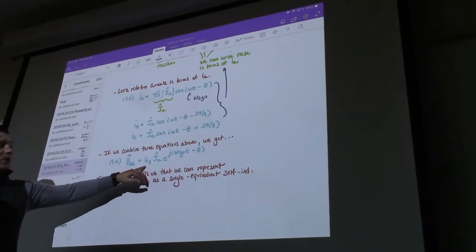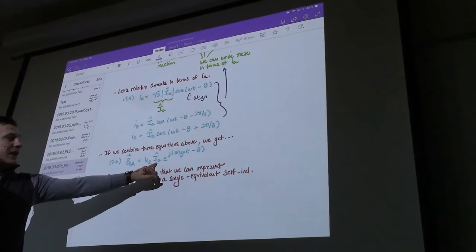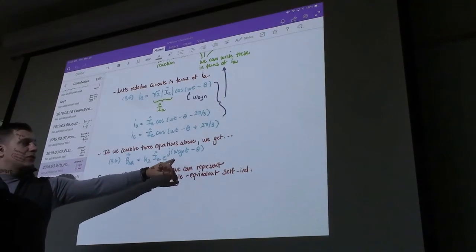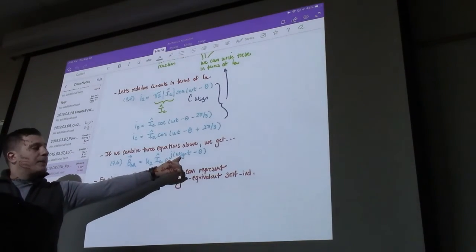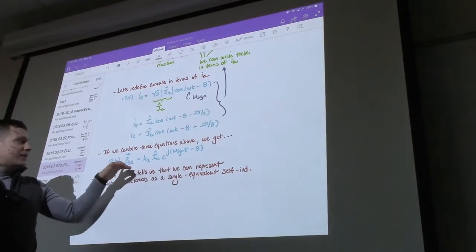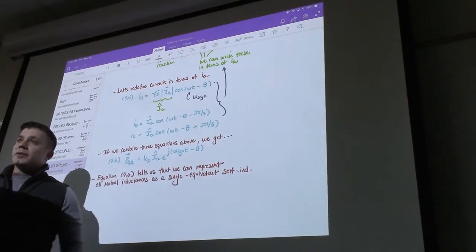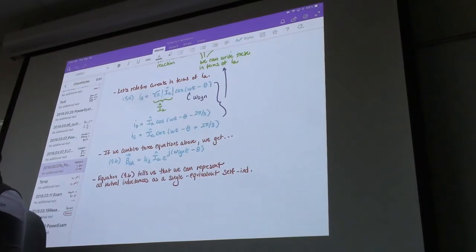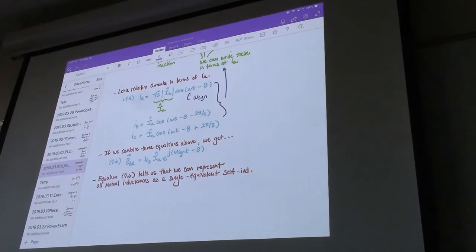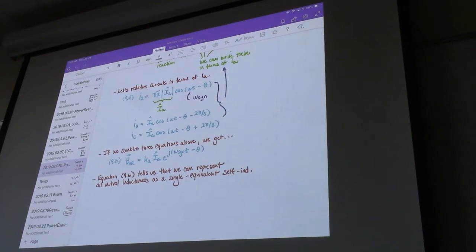K2, which is a constant we'll talk a little bit more about later. IA, this is the magnitude of the stator current. E to the j omega t, where omega is the synchronous frequency, which is the rotational frequency of the machine. T, because this is an instantaneous value, minus theta, which represents the phase shift. So equation 9.6 tells us that we can represent all mutual inductances as a single equivalent self-inductance. Now moving on from there.